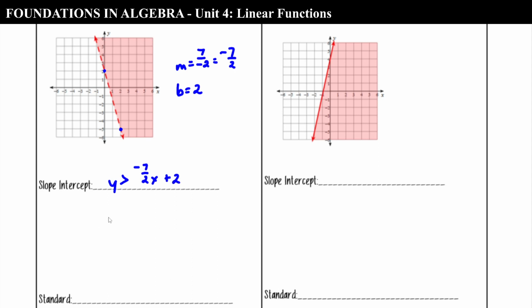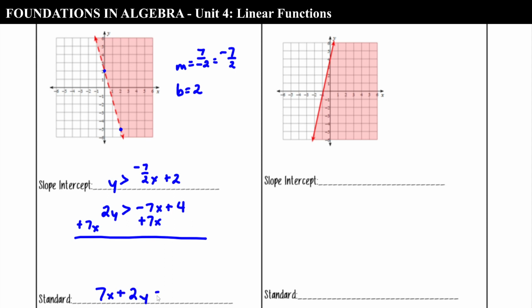Now we are going to write it in standard form. The first thing we're going to do is multiply everything by 2. So 2y is greater than negative 7x plus 4. And then we're going to add 7x to each side. And when we do, we're going to have standard form there: 7x plus 2y, it's not equal, we're doing inequalities now, plus 2y is greater than 4.